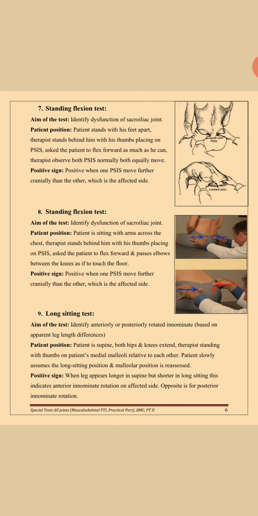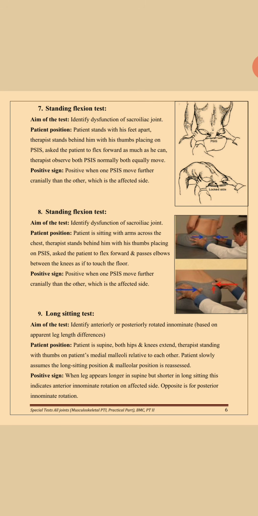Sitting flexion test. Aim of the test: identify dysfunction of sacroiliac joint. Patient position: patient is sitting with arms across the chest. Therapist stands behind him with his thumbs placed on PSIS. Ask the patient to flex forward and pass elbows between the knees as if to touch the floor. Positive sign: positive when one PSIS moves further cranially than the other, which is the affected side.